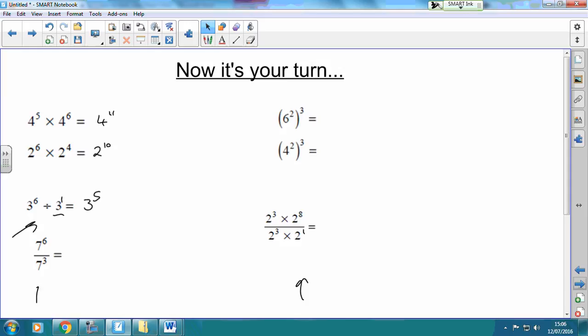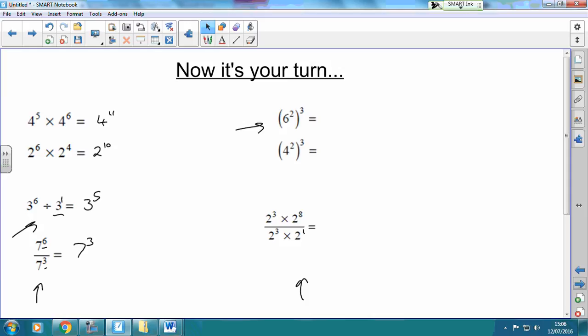Again, recognising that this means divide, so 7 to the power of 6 divided by 7 to the power of 3 is 7 to the power of 3. Now don't divide the powers. That's another mistake that people make. So 6 divided by 3 is obviously 2. But when we're dealing with powers, we need to subtract them.